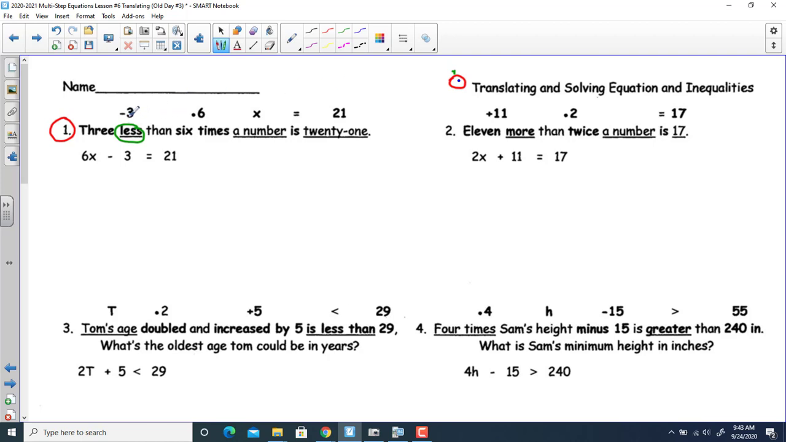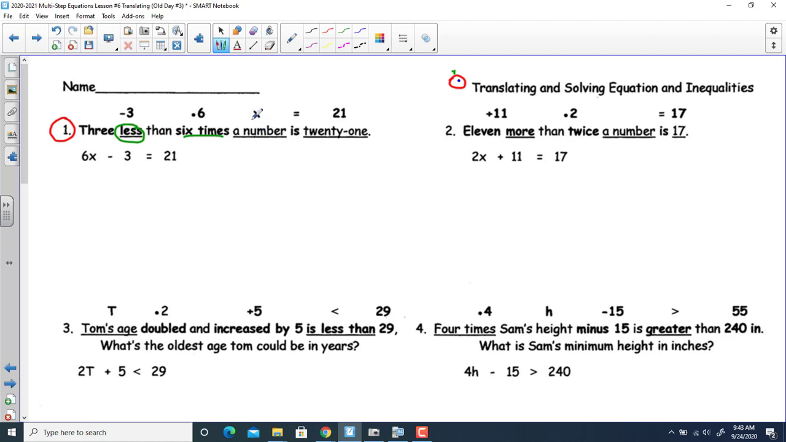It's not always the case because depending upon the phrasing around the word less, it could indicate an inequality or it could indicate that what's coming is being subtracted, but most often less will come last. 3 less than 6 times a number. We don't know the number. 6 times the number is obviously the multiplication of 6.